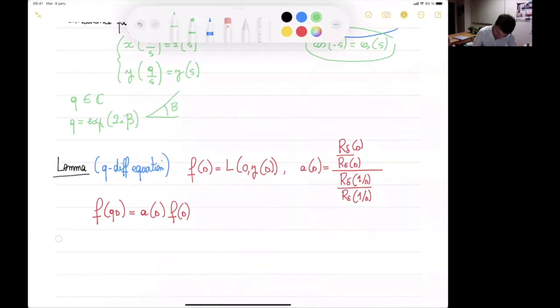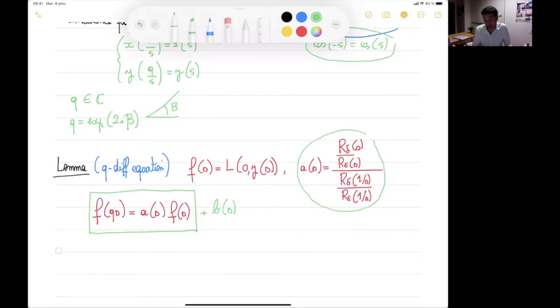And finally, we have this equation on the Laplace transform, which is exactly an example of a q difference equation, and in fact even simpler. On my very first slide, I said a priori I could even allow some non-homogeneous term like this, but it happens that it doesn't appear here. And the function A is related to my reflections, which is natural because, for sure, the reflections have to act on the problem.